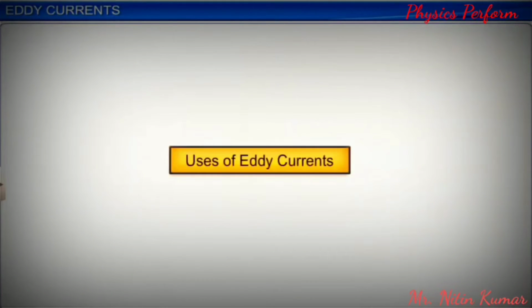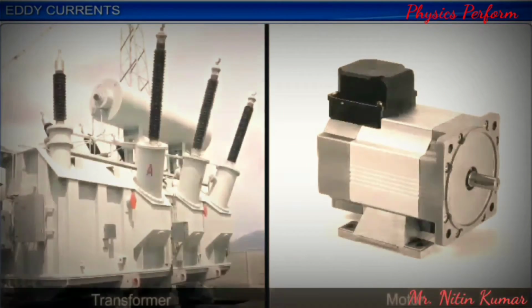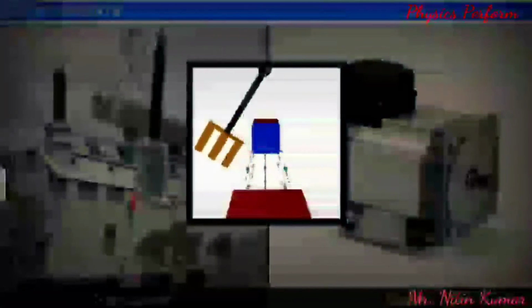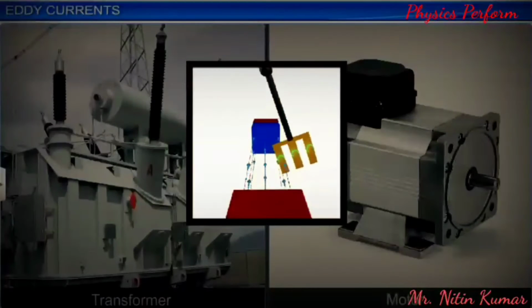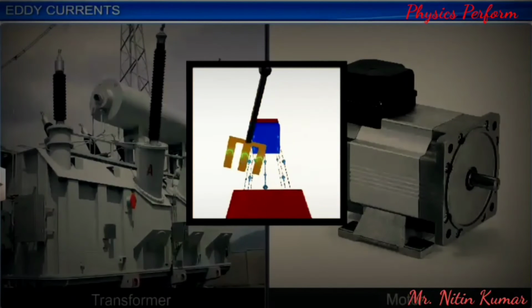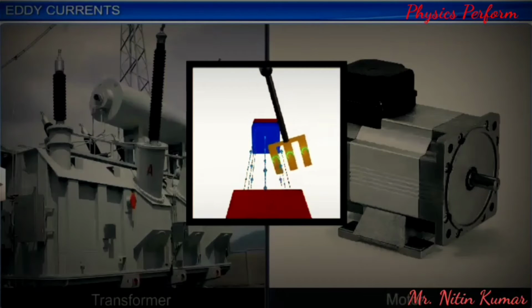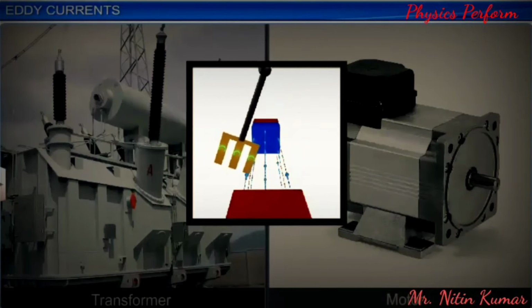Let us now explore the uses of eddy currents. Eddy currents are produced when a metal plate is subjected to a changing magnetic field, and they heat it. Hence, these currents are unwanted in certain situations.